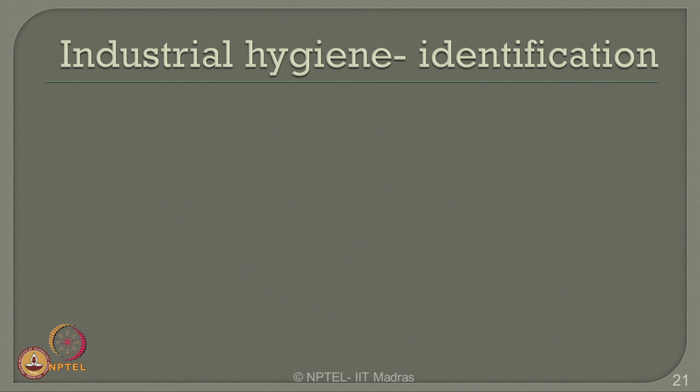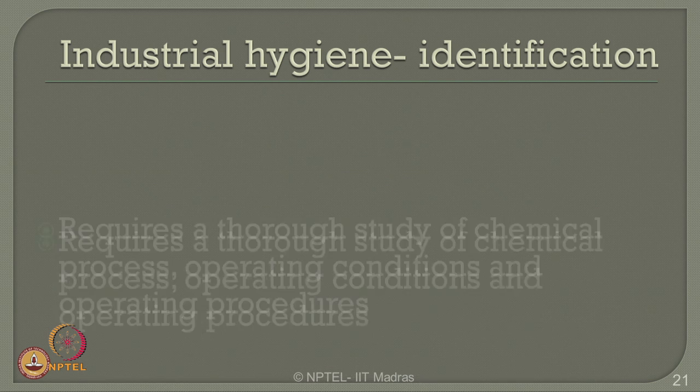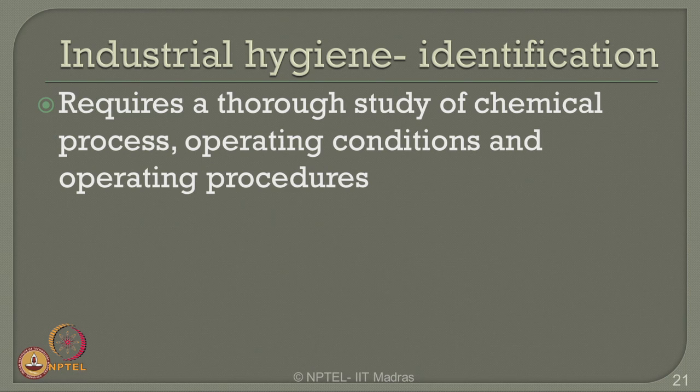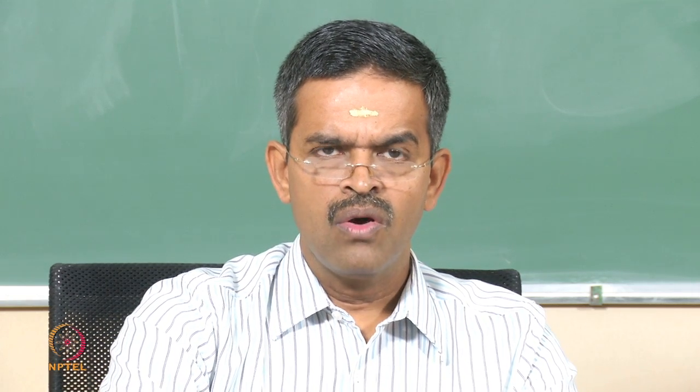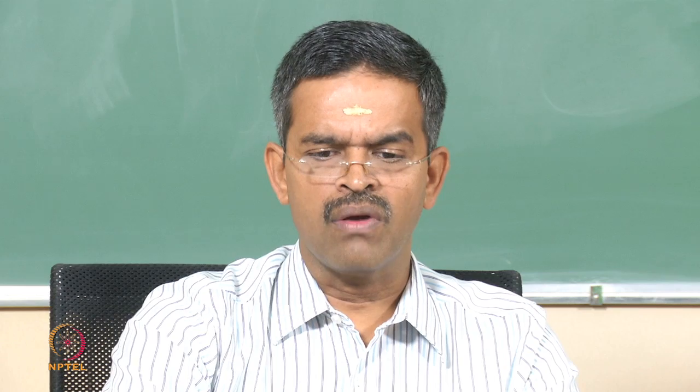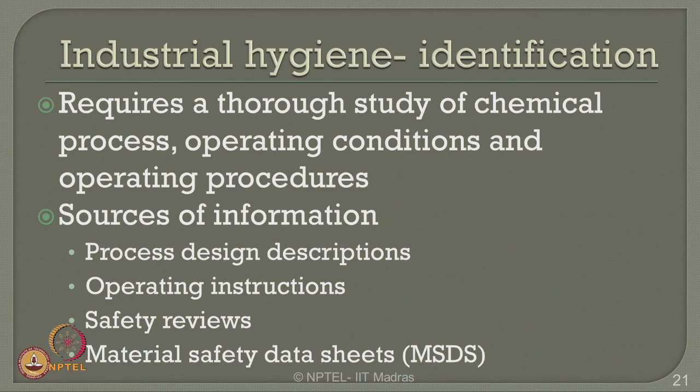Let us quickly talk about identification in industrial hygiene. It requires a thorough study of chemical process, operating conditions and operating procedures which are applicable for a specific process industry. Now the question is, to identify a specific industrial hygiene problem, what are the sources you want to depend on? You must know the process design descriptions, you should know the operating instructions of the plants and equipment, you should have very thorough safety reviews, and you can also collect this information from material safety data sheets which are available in the plant for every inventory.